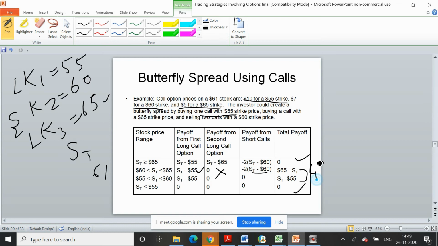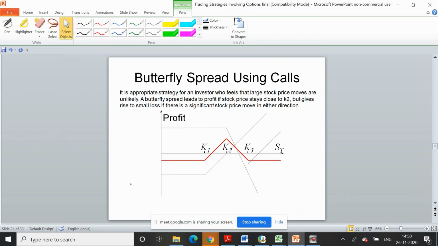And then you also adjust these premium prices, 10, 7 and 5. That will be your net payoff. Similarly, we can try it if the price is 58, between K1 and K2. So what will be the payoff? It is spot price 58 minus 55. So $3 will be your profit. So how do we show it graphically? This is how we show butterfly spread graphically.